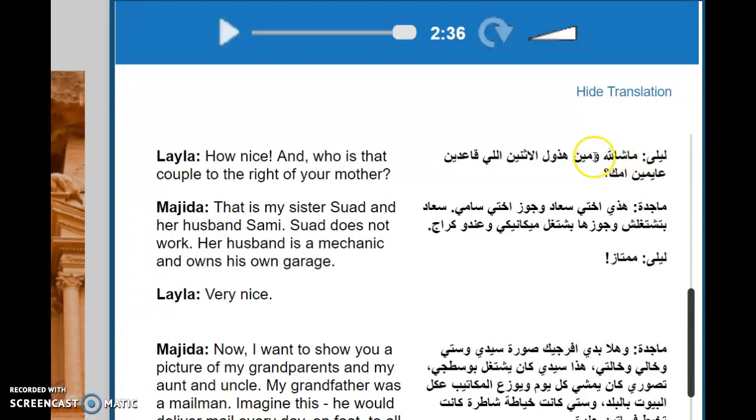ما شاء الله. ومين هذول الاثنين اللي قاعدين على يمين أمك? And who are those two which are sitting at the right of your mother? هذه اختي. That's my sister, سعاد. جوز اختي, Sammy. So that's my sister, Su'ad, and the husband of my sister, Sammy.